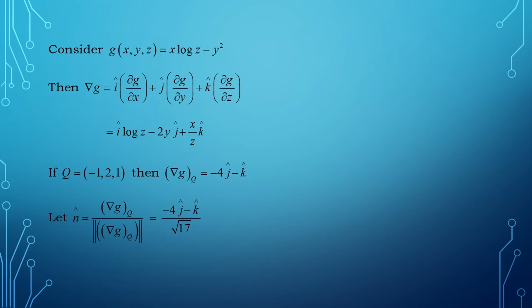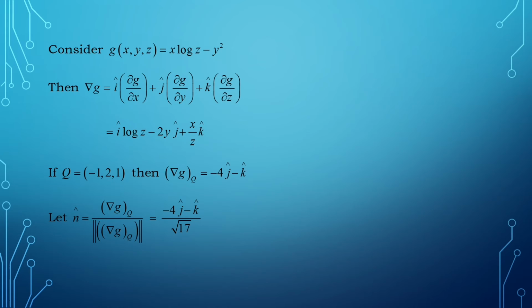Del G equals i cap log z minus 2y j cap plus x by z k cap. If we want del G at the given point Q, we have to substitute x equals minus 1, y equals 2, and z equals 1. If we do so, the gradient of G at the point Q, del G sub Q, equals minus 4j cap minus k cap.